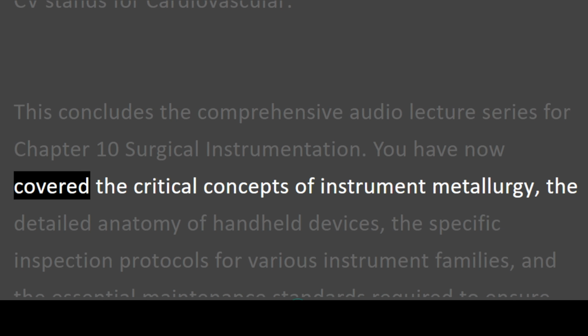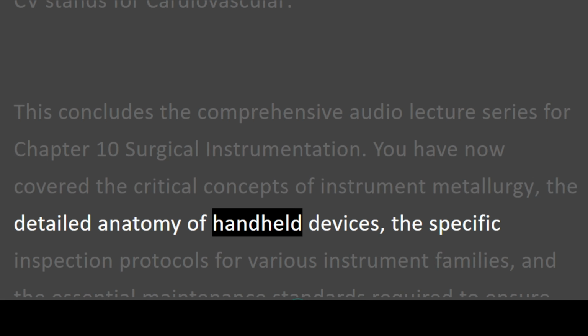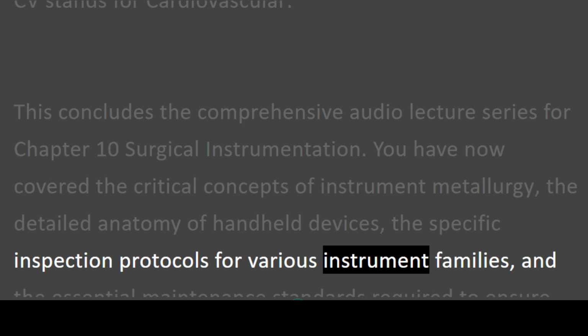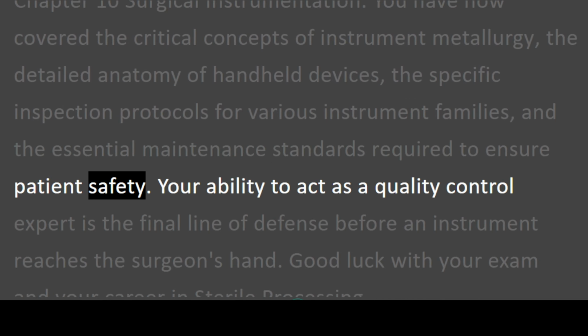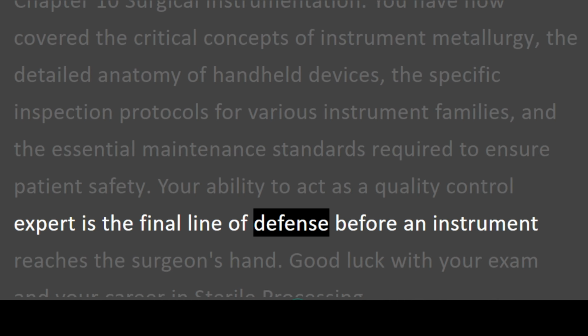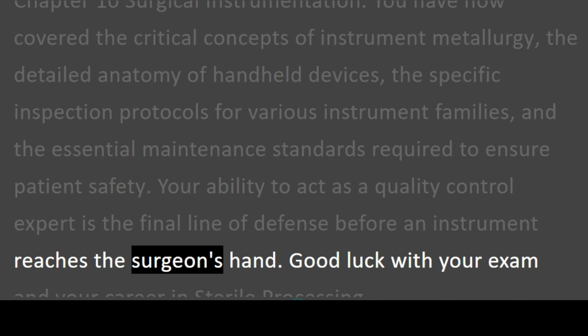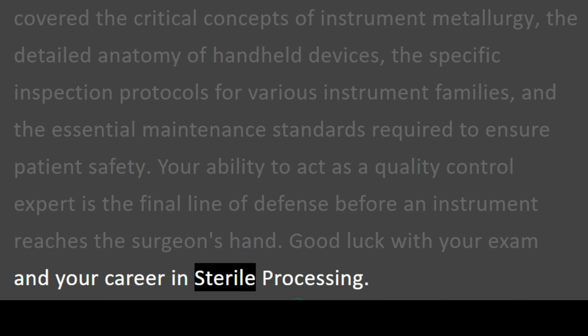You have now covered the critical concepts of instrument metallurgy, the detailed anatomy of handheld devices, the specific inspection protocols for various instrument families, and the essential maintenance standards required to ensure patient safety. Your ability to act as a quality control expert is the final line of defense before an instrument reaches the surgeon's hand. Good luck with your exam and your career in sterile processing.